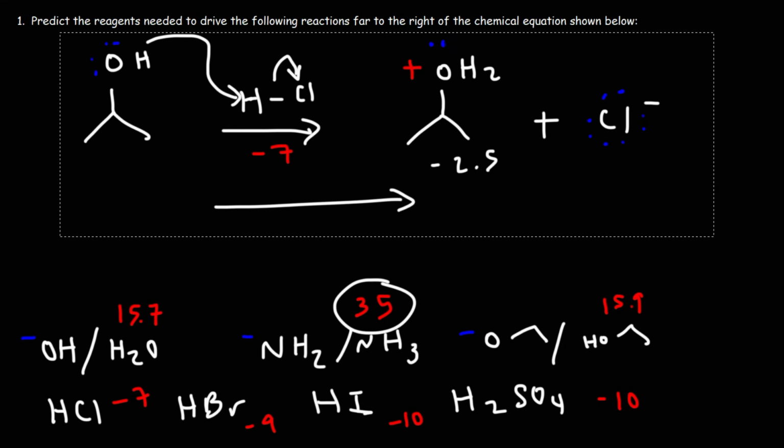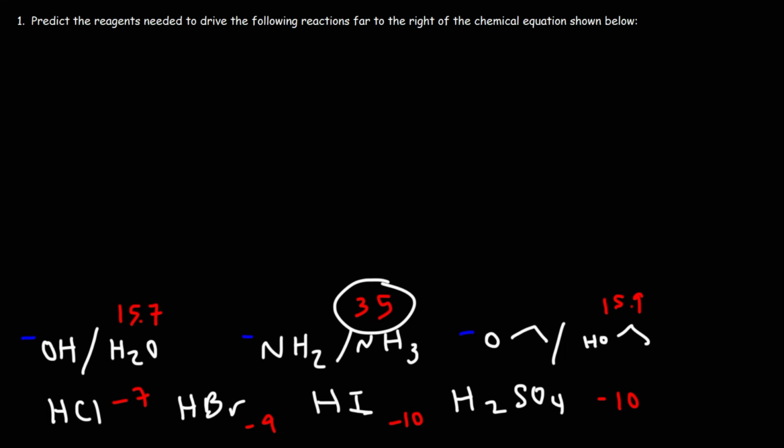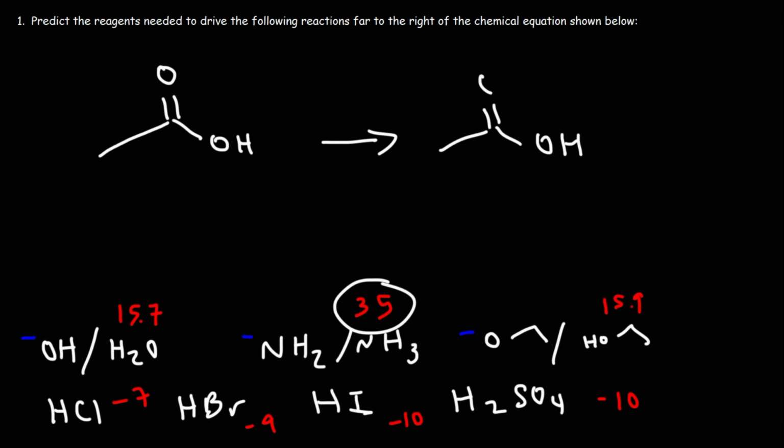Now let's use a different acid. Let's say we have a carboxylic acid and we wish to protonate it. We wish to convert it to this form. Which acid should we use? By the way, the pKa of a protonated carboxylic acid is negative 6.